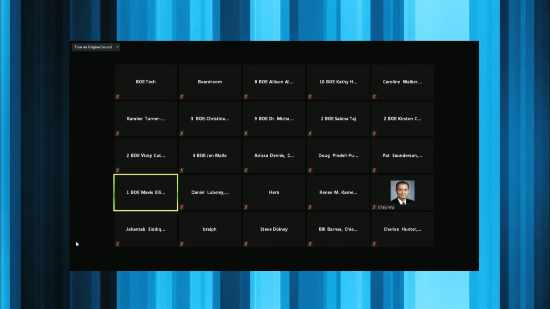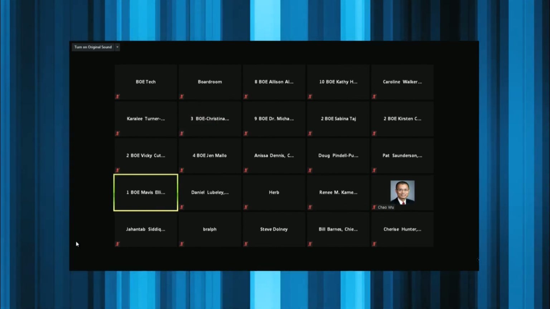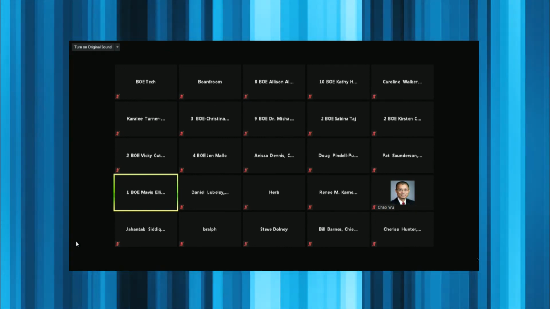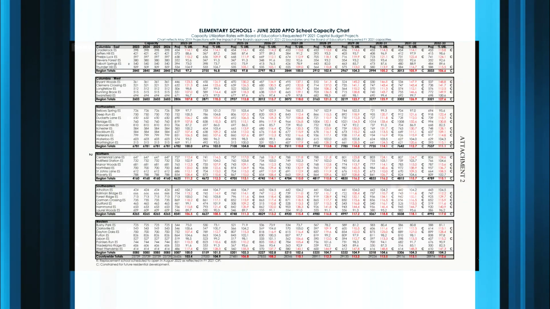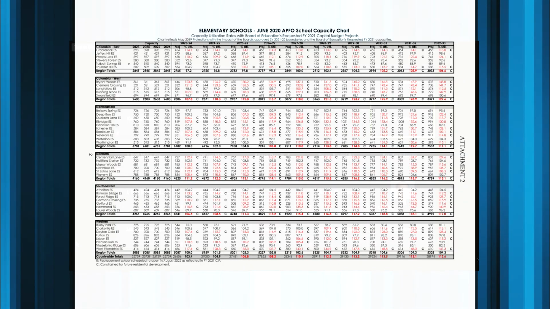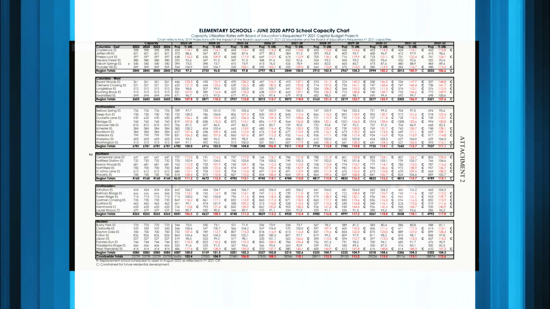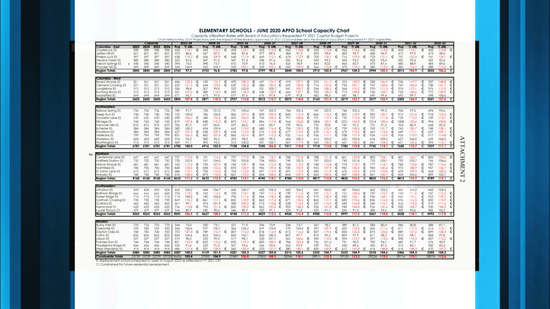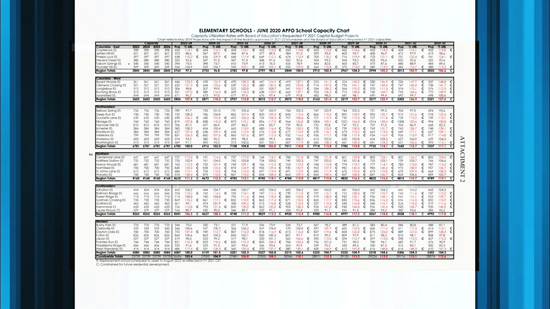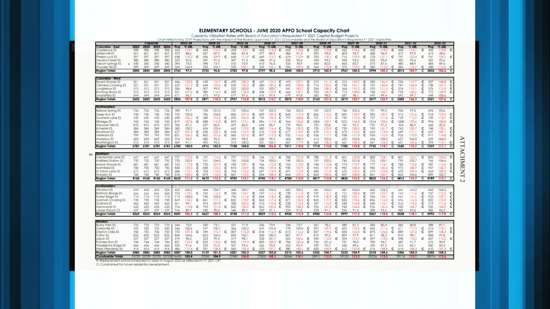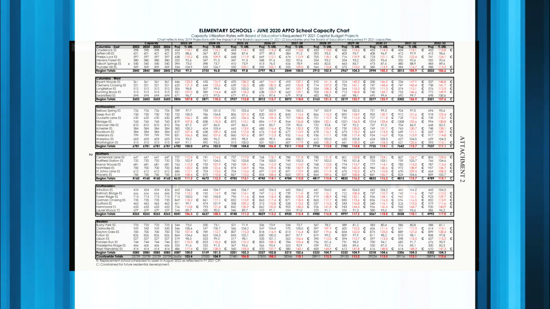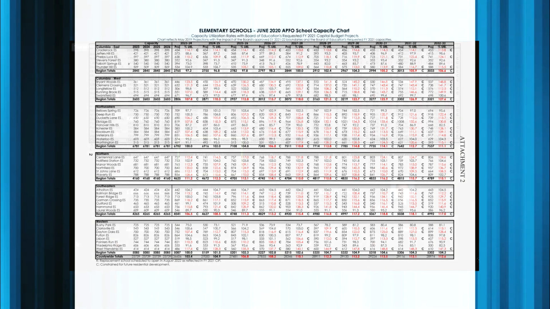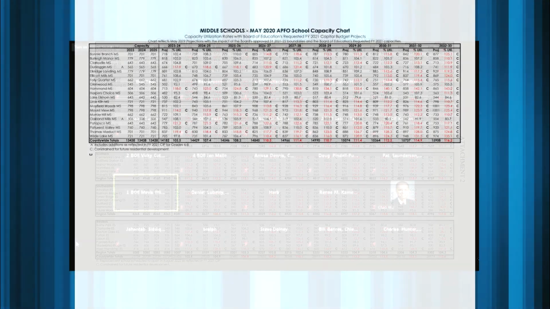Okay, I think almost everybody has spoken on this. I know I still see some hands, but I'm going to make a motion to approve the APFO chart. Ms. Coombs? I second. Okay, I'm going to ask everybody to put your hands down unless you want to discuss. Ms. Mallow, did you want to discuss? Sorry, I didn't see that my hand was still up. It should not be. Okay, Ms. Hanks, we're ready to vote.